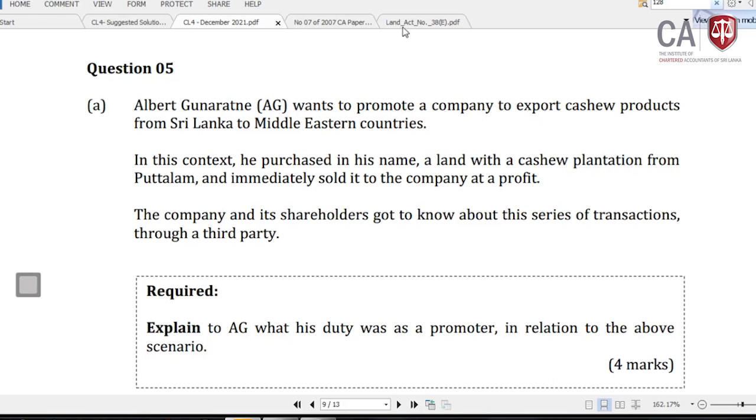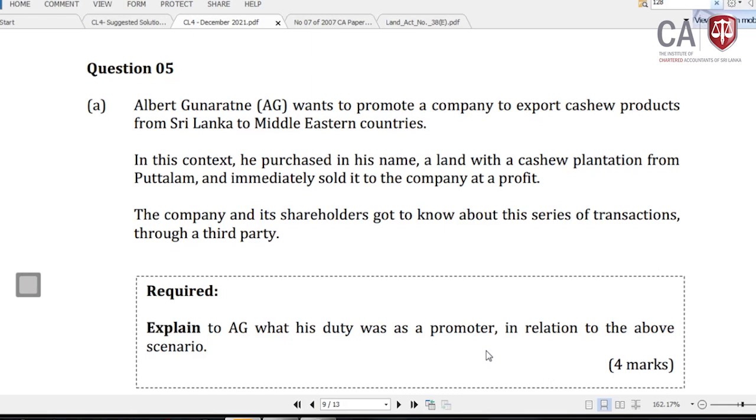So here AG has acted as the promoter of the company in this scenario. As a promoter, he has a duty not to make any secret profits out of the promotion of the company. It doesn't say you can't generate profits, it says you cannot make any secret profit out of the promotion of the company.